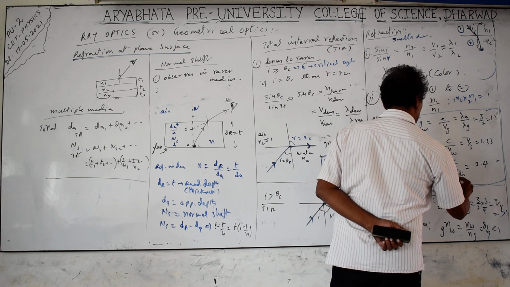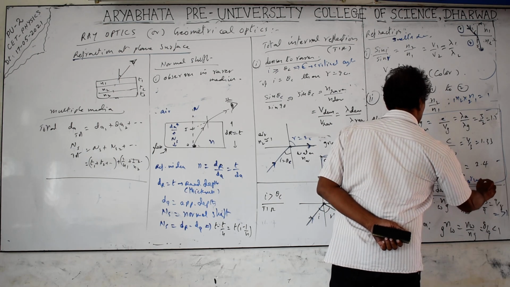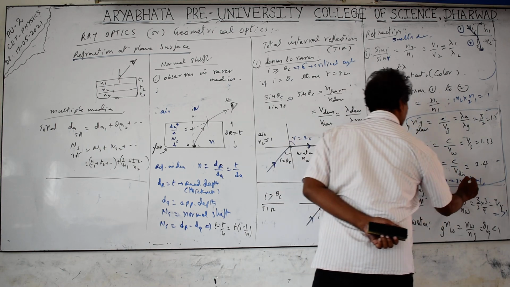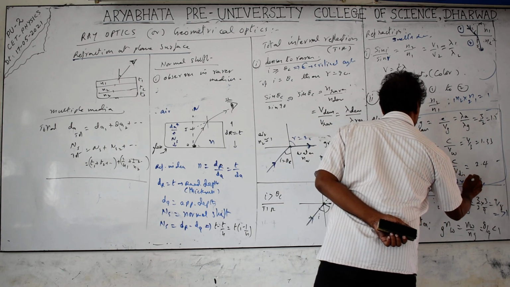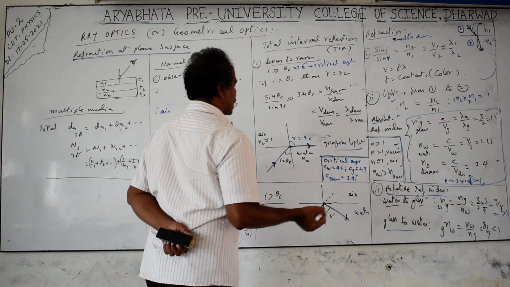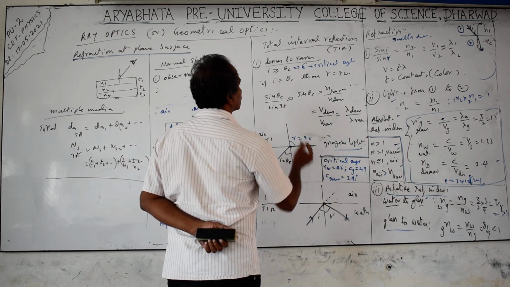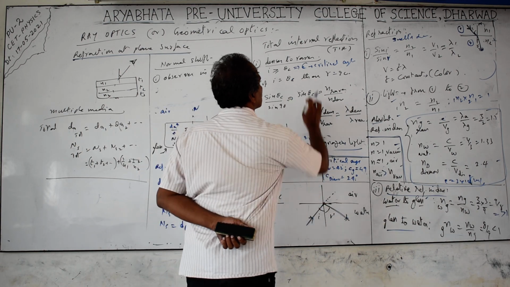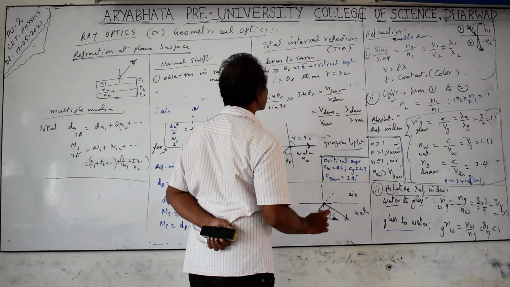C value is 3 into 10 to the power of 8 meter per second. That is the speed of light in vacuum. But here this C is the critical angle, they call. So they give the symbol C only, you have to be careful what is what. Theta C I am giving to avoid the confusion. The symbol C is a little bigger value.